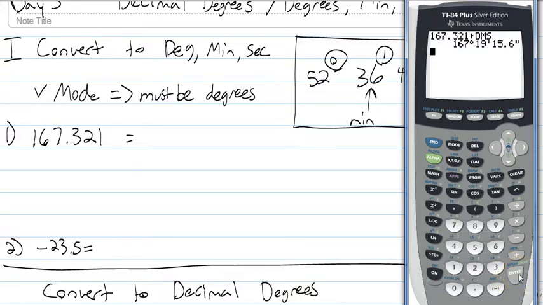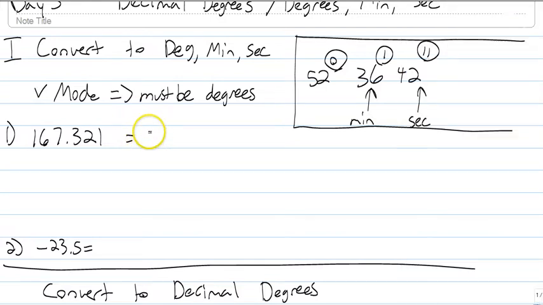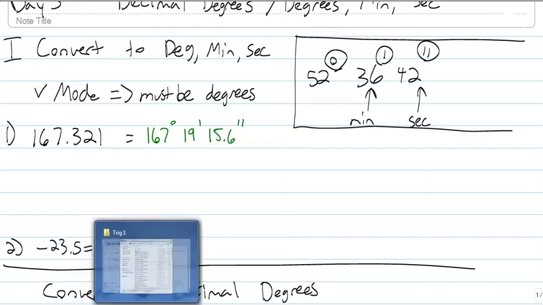Voila! The final answer is 167 degrees, 19 minutes, and 15.6 seconds. So, like I said, 167 degrees, which makes sense because it's how many degrees we had. 19 minutes and 15.6 seconds. And that's all you have to do. Why don't you guys try number 2 on your own? Pause the video, see what you can do, and go from there.